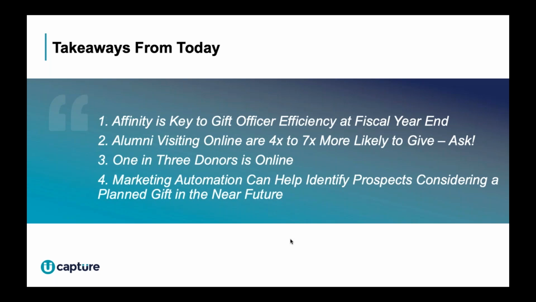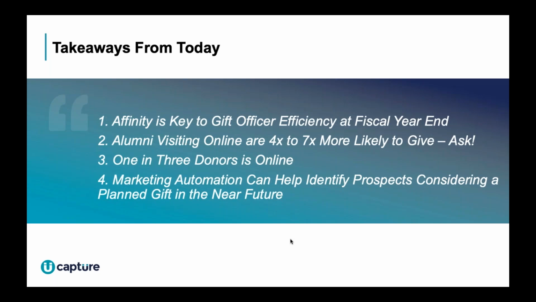It's also important to note that 1 in 3 donors is active online. And so you may remember that those donors are not active just at fiscal year end. It is important to know that we do need to deliver those solicitations at fiscal year end. But marketing automation is going to provide you the opportunity to engage those donors on average 9 times throughout the fiscal year to secure their support before fiscal year end.